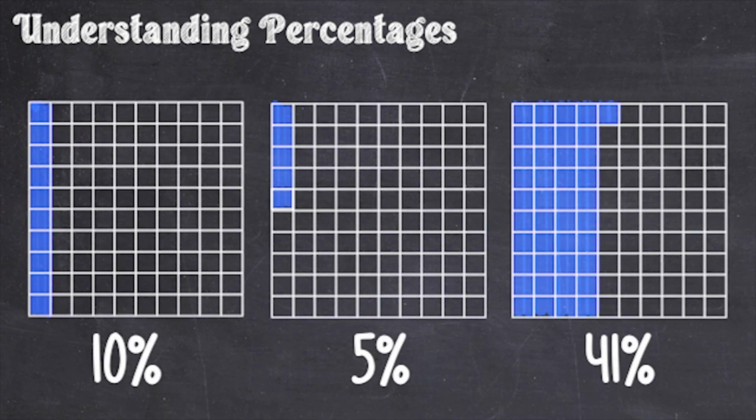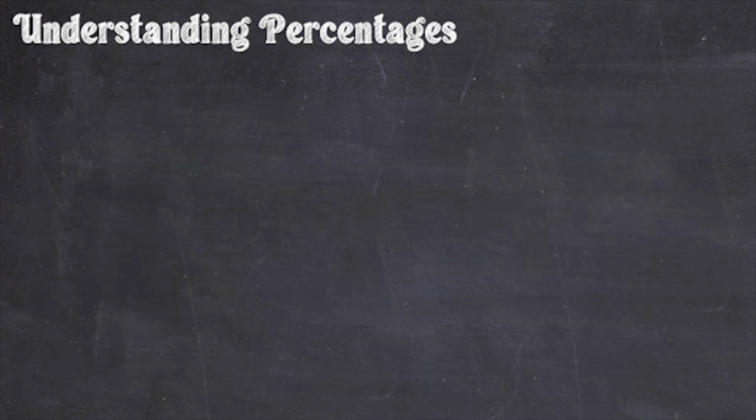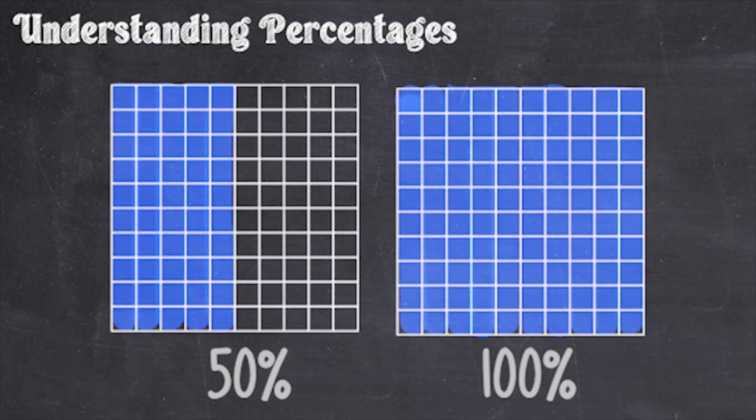In each of these grids, the number before the percentage symbol indicates the number of squares shaded out of a total of 100 squares. To show 0%, no squares would be shaded. Two other important percentages are 50% and 100%. The total number of squares is 100, and half the number of squares is 50. So, 50% means that half the total number of squares is shaded. Similarly, 100% means all of the squares are shaded. Each of these percentages can be expressed as fractions.